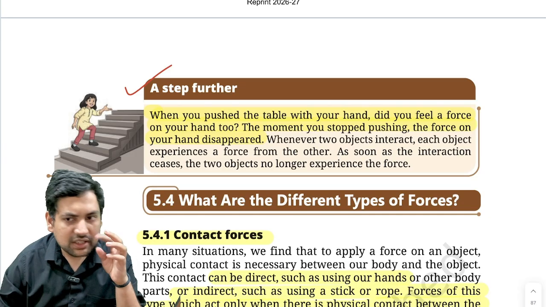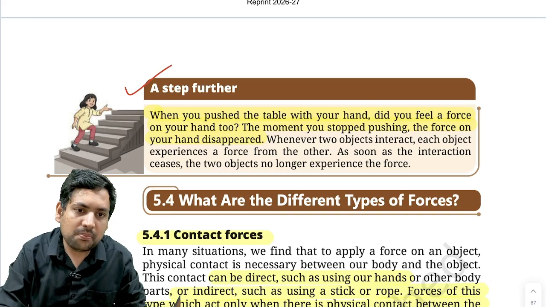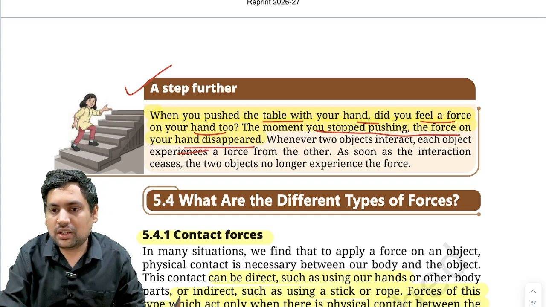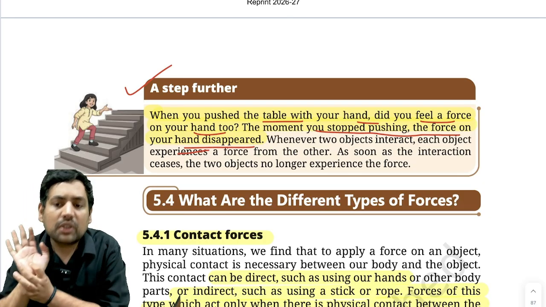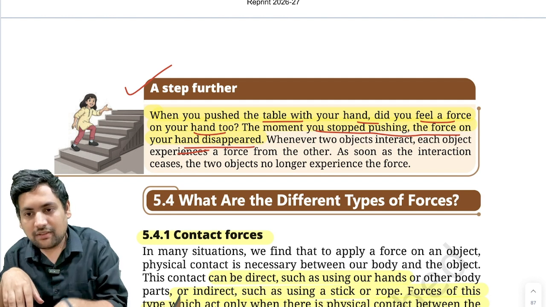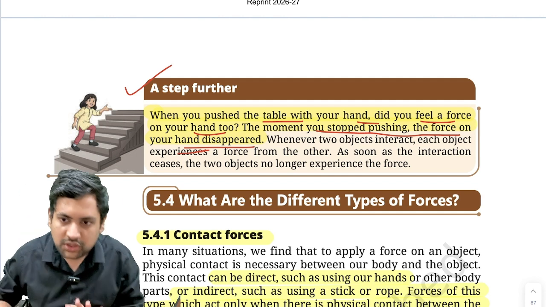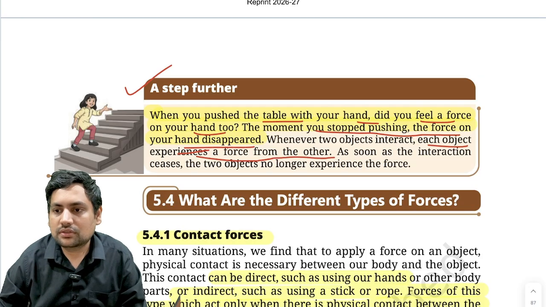Now this is coming from Newton's third law of motion, if you want to know. So basically, it says that when you push the table with your hand, you feel a force on your hand too. The moment you stop pushing, the force on your hand also disappears. If I start pushing something, I feel a force on my hand also. What is that force? That is the opposite force being applied by the table on my hand. Once you stop pushing, you stop feeling the force also. So whenever two objects interact, each object experiences a force from the other. Understood?